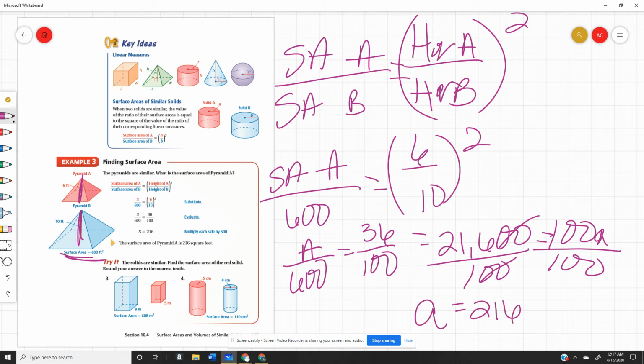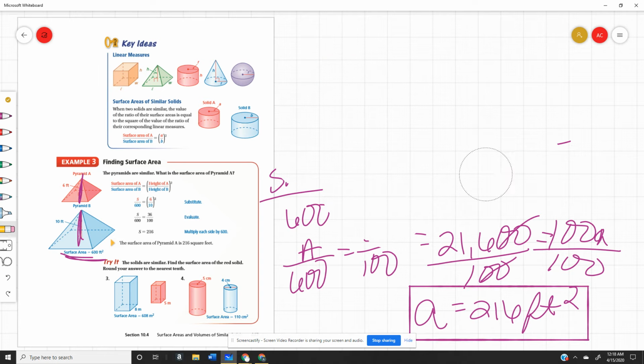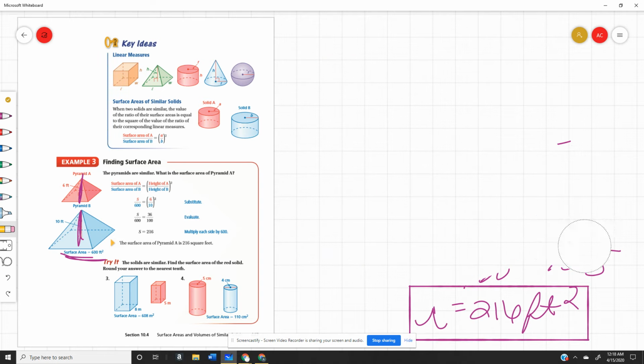Now remember, this is surface area, okay? So it is going to be squared. We're dealing with feet here, so it's feet squared. Again, the only thing that was different here is that when we're dealing with surface area, we have to square the length and width and height and all that good stuff. You square the side lengths in that formula.